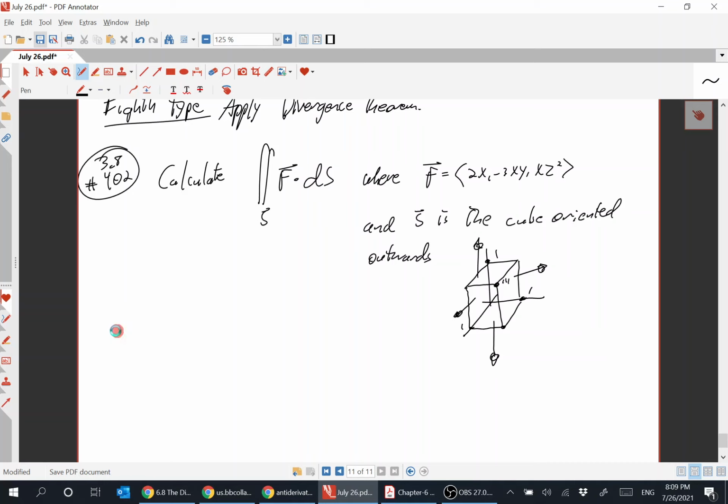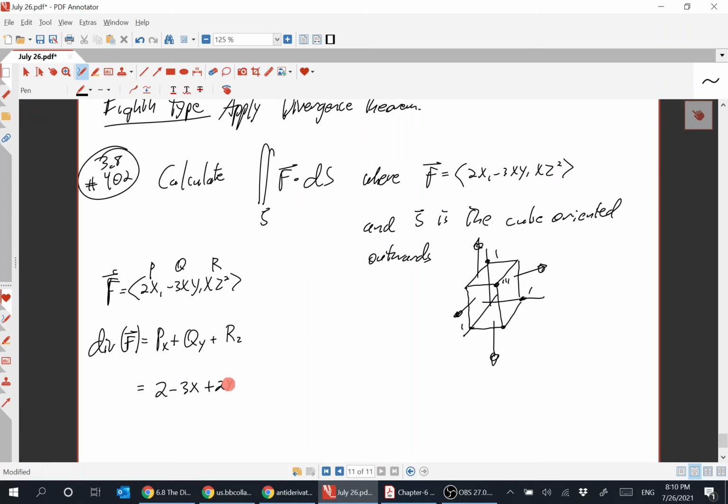Okay, so by the divergence theorem, F is 2x minus 3xy, comma, xz squared. The divergence of F is, this is P, Q, and R, the derivative of P with respect to x, plus the derivative of Q with respect to y, plus the partial derivative of R with respect to z. So this is 2 minus 3x plus 2xz.